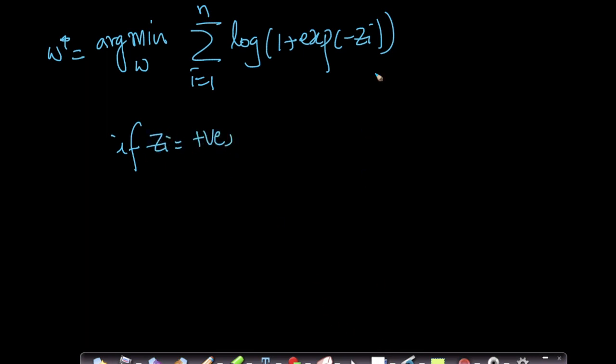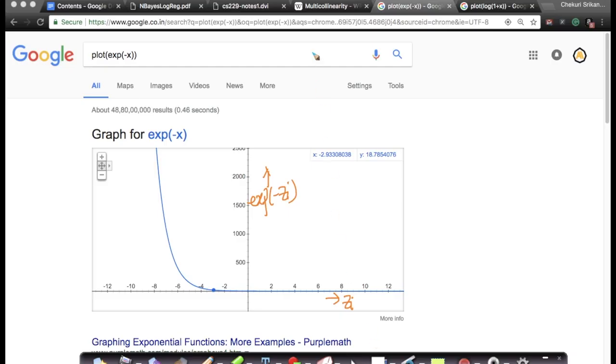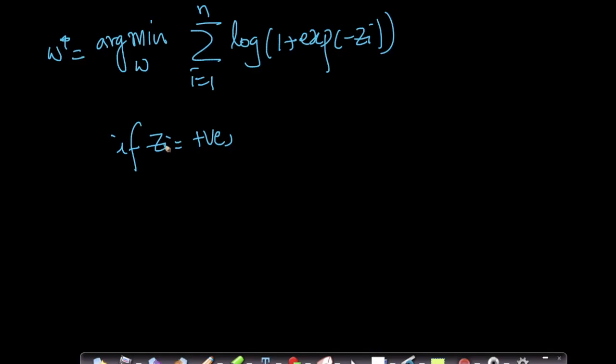Okay, so let's look at exp of minus zi, right? Let's look at that function. So exp of minus zi will become 0. As zi increases, exp of minus zi decreases. So as zi tends to infinity, exp of minus zi also tends to 0, right? As zi is increasing, exp of minus zi is decreasing, right?